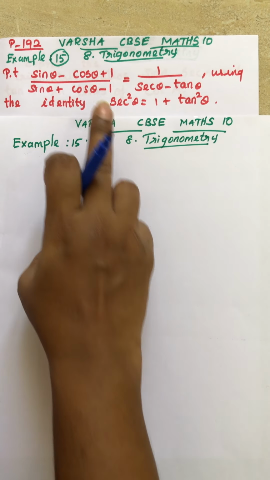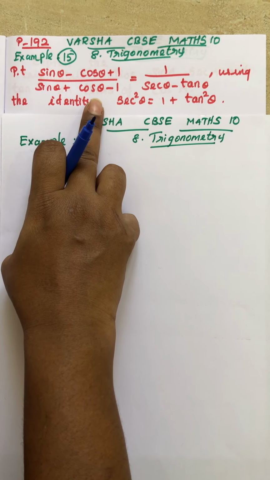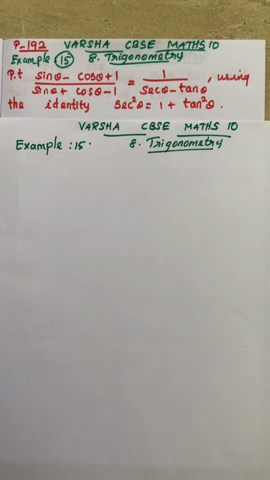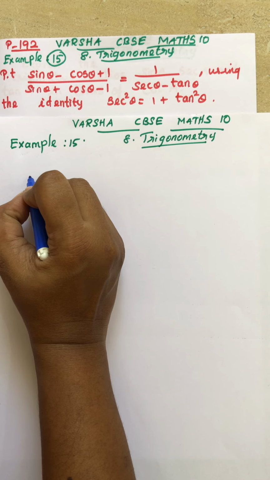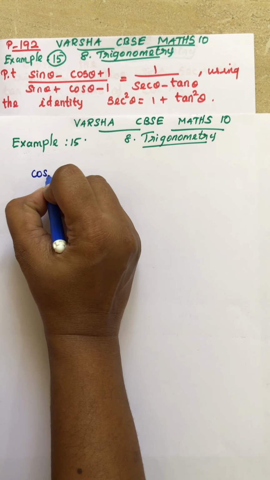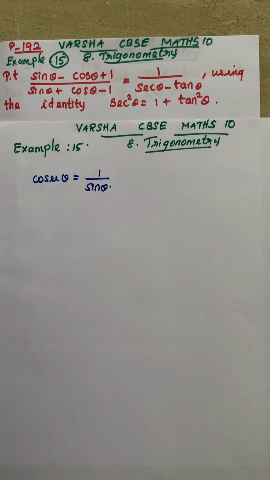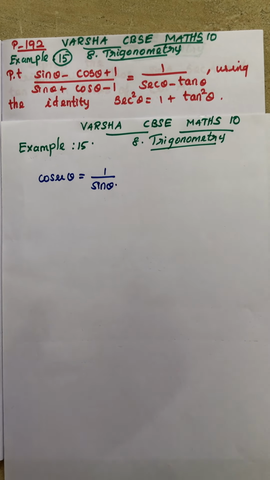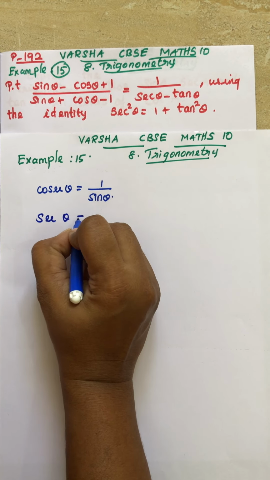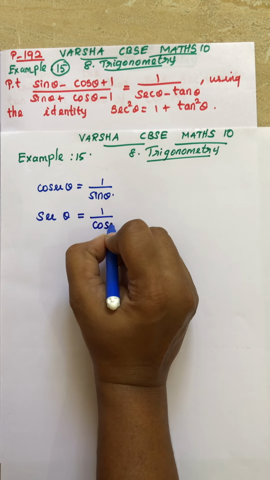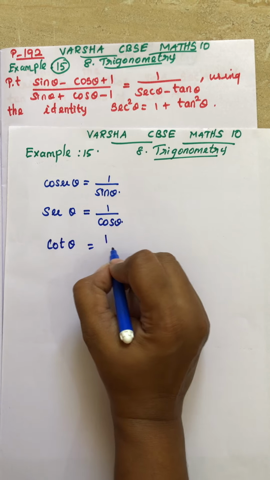In this sum, you should know the identities thoroughly and the ratios. So we can recall the ratios and identities, then we can do the sum. What is our first reciprocal? Cosecant theta is equal to 1 by sin theta. Then secant theta is equal to 1 by cos. Then cot is equal to 1 by tan.